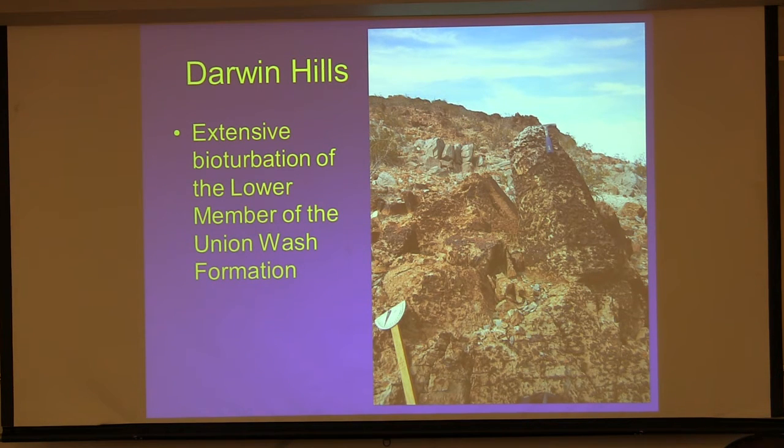In the Darwin Hills, however, there's extensive bioturbation in the lower member, including about the majority of the 150 meters of the lower member of the Union Wash.